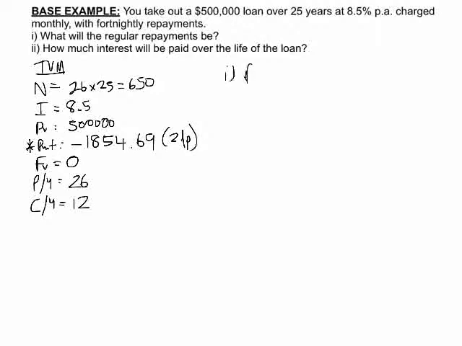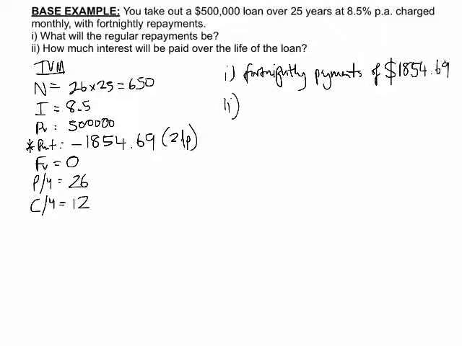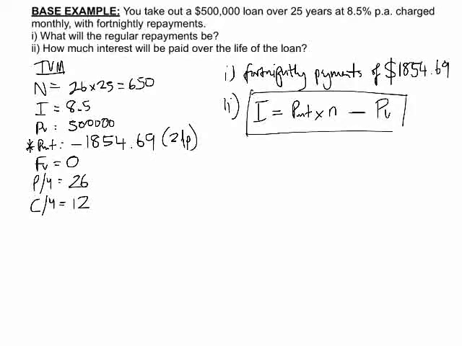Fortnightly payments of $1,854.69. 2. How much interest will be paid over the life of the loan? So remember, for loans and any annuity where you're making regular repayments, the interest is going to be the payments times by how many payments you made, minus the initial amount. Okay, so we're going to use that formula.